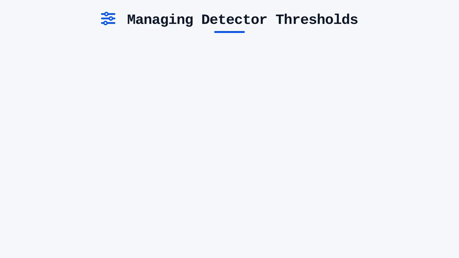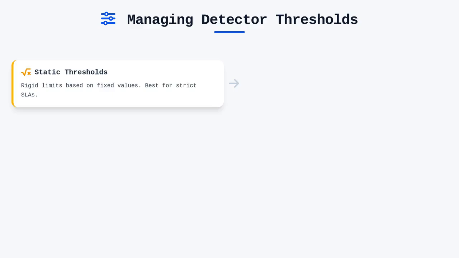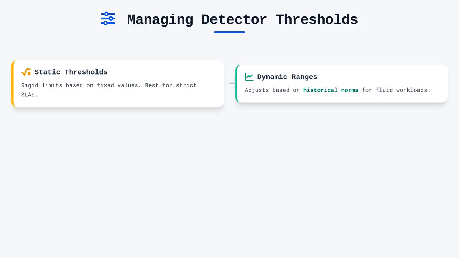Managing thresholds is another critical aspect of customizing a clone detector. Depending on the nature of the service, you might need to shift from a rigid static threshold to a dynamic range that adjusts based on historical norms. You should carefully review the pre-configured warning and critical levels, as valid operation parameters for one workload type or environment often prove unsuitable for another.